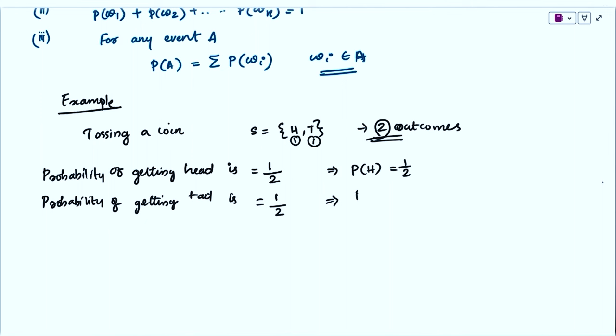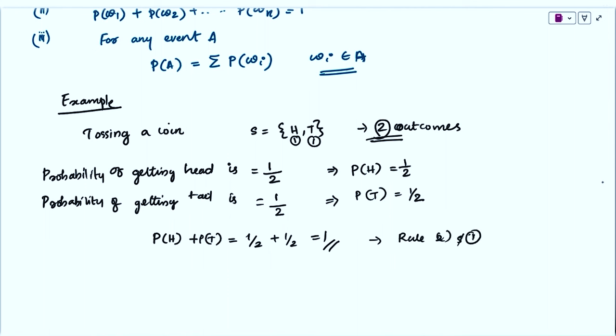So we can say that the probability of getting tail is 1 by 2. Then from the second rule, we can say that the probability of H plus the probability of T is equal to half plus half, which is equal to 1. That is, here rule 1 and rule 2 are satisfied.